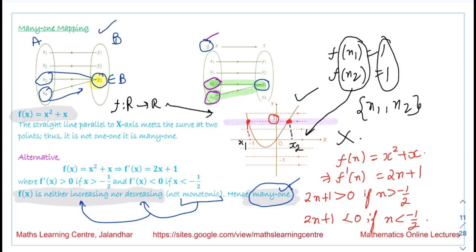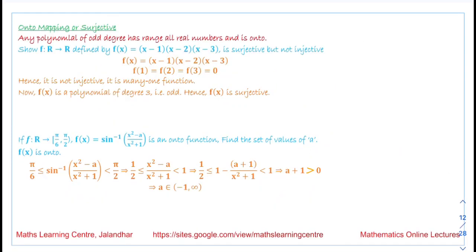Next we have the onto mapping or a surjective map. We have already seen the definition of onto mapping. We are saying a mapping is onto or surjective if there is no element in the codomain. Suppose a function f is defined from A to B, then there is no element in the codomain B which does not have a pre-image in A, or we are saying that the range of f is equal to the codomain of this function f.